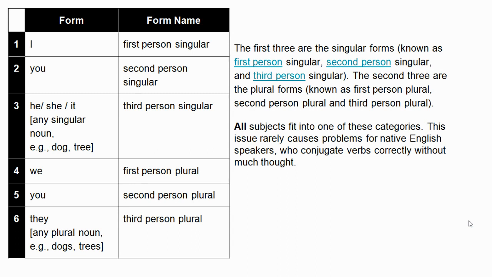The first three are the singular forms known as first person singular, second person singular, and third person singular. The second three are the plural forms known as the first person plural, the second person plural, and the third person plural. All subjects fit into one of these categories. This issue really causes problems for non-native English speakers, while native speakers conjugate verbs correctly without much thought.